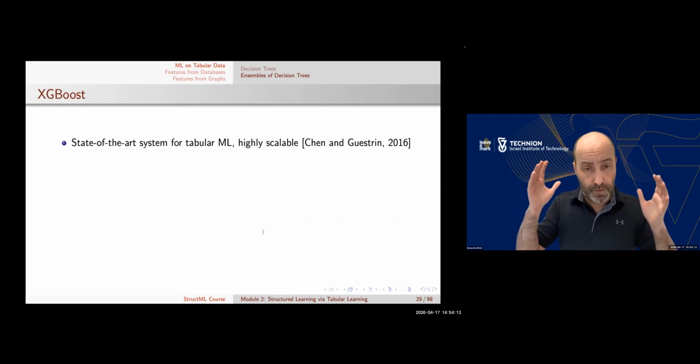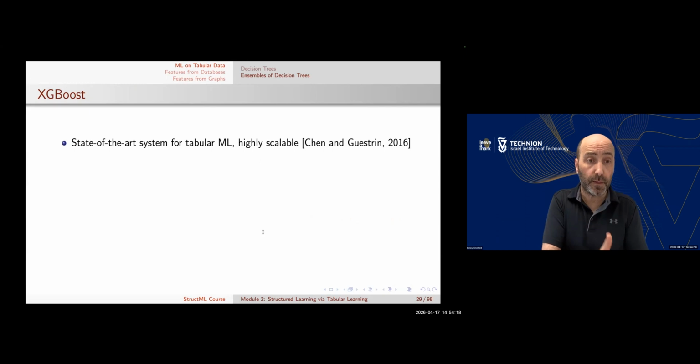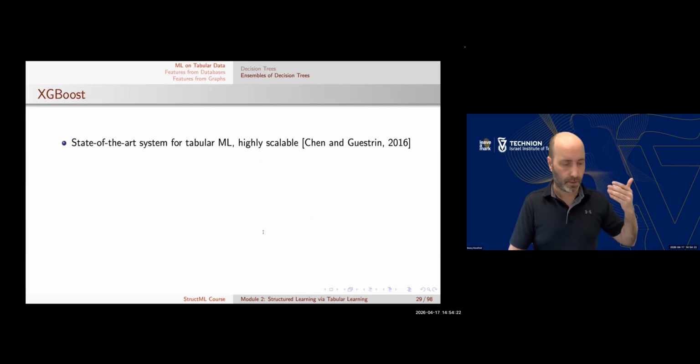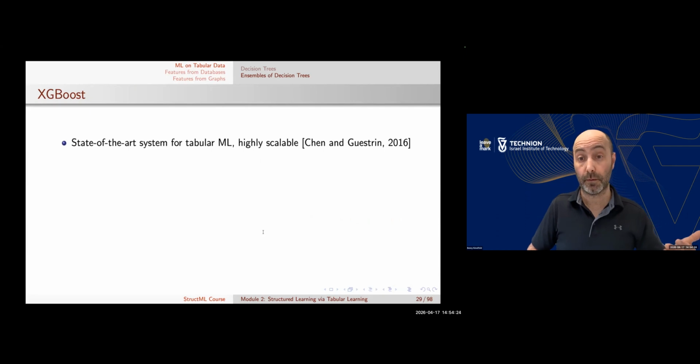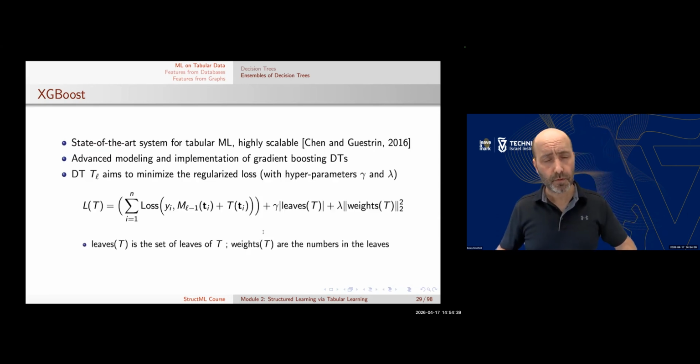Now, the reason I talked about gradient boosting was to introduce XGBoost, which is really a state-of-the-art system for tabular machine learning, tabular data at scale. Okay, and so it's important to know what this system is about. Basically, it's an advanced implementation and modeling of gradient boosting decision trees.